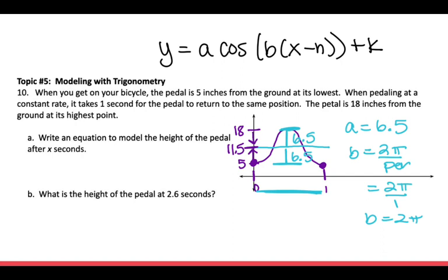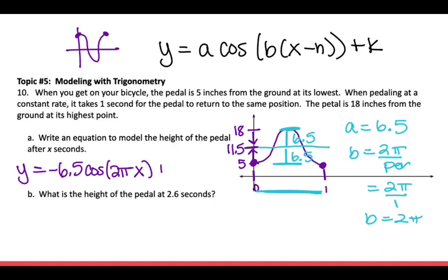So I have y equals, this is a reflected cosine graph because normally cosine looks like this, starting at the top, but it is reflected because of the word problem that we're given. So I'm going to make my a negative. So negative 6.5 cosine. B is 2 pi. Now, if I look at my graph, I do not have a horizontal shift since it's right on my x-axis where it's starting. So I have 2 pi x, and then plus my midline, which is 11.5.